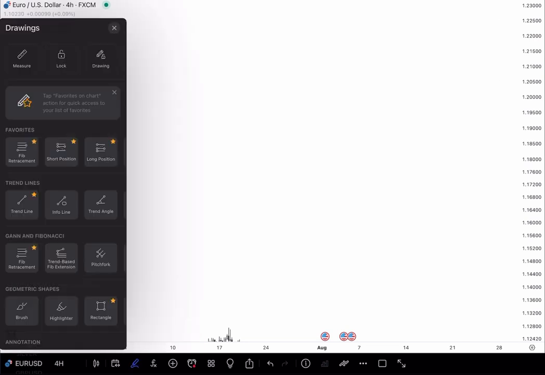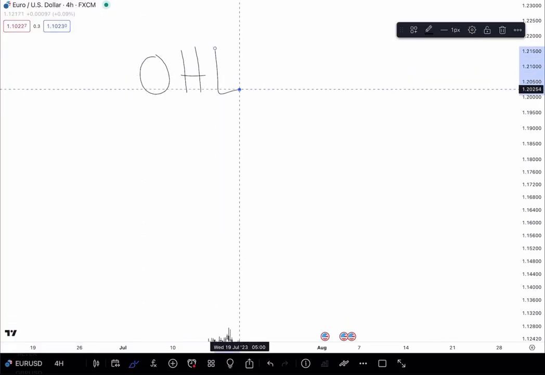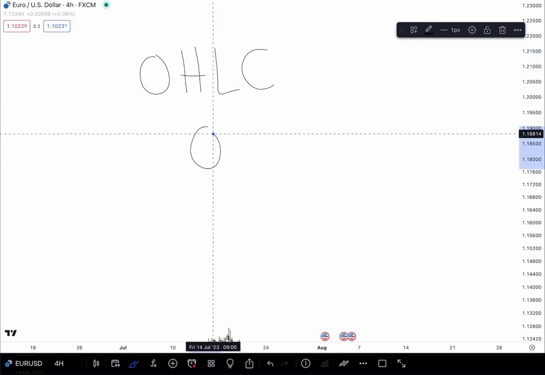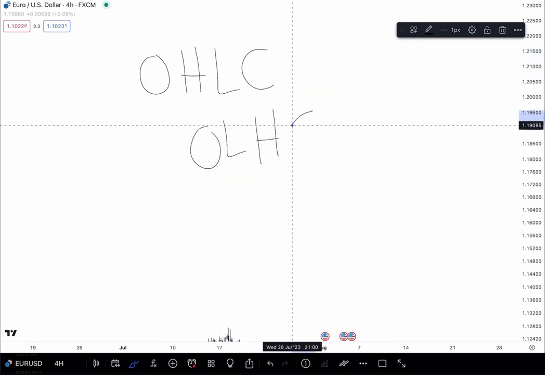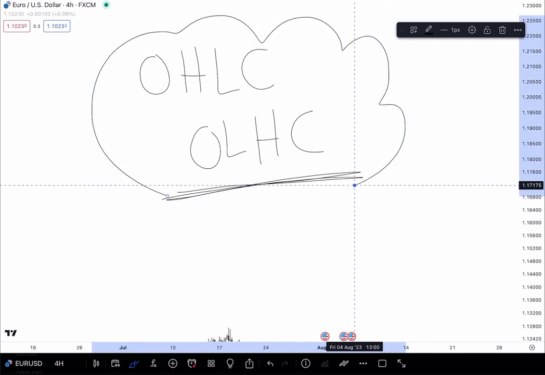Now, what is the open, the high, the low, and the close? OHLC or OLHC, right? This is for a bearish candle, the open, high, low, and close. And the open, low, high, and close is for a bullish candle, right?